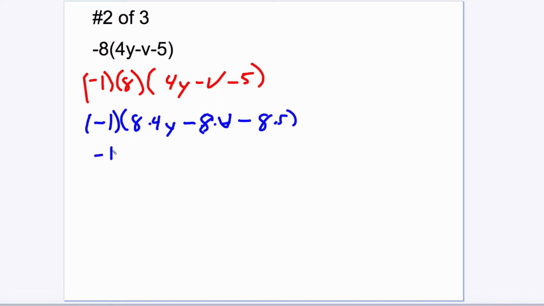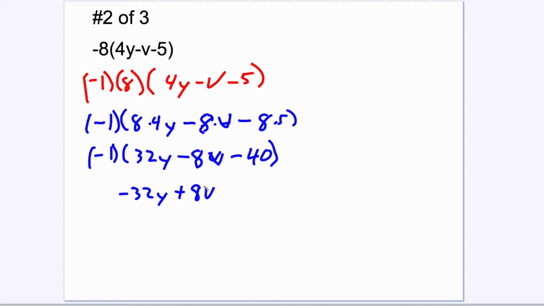So again, next step, -1. 8 times 4 is 32y minus 8v, that's a v, not a u, minus 8 times 5 is 40. Okay, now I get to multiply the negative through. -1 times 32y is -32y. -1 times -8v is plus 8v, and -1 times -40 is plus 40.